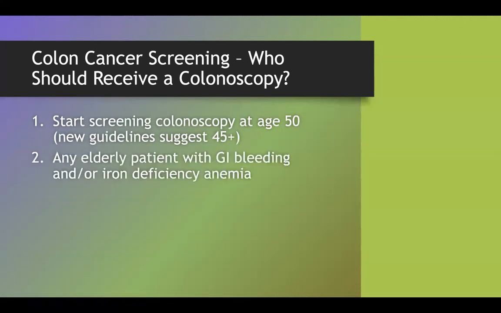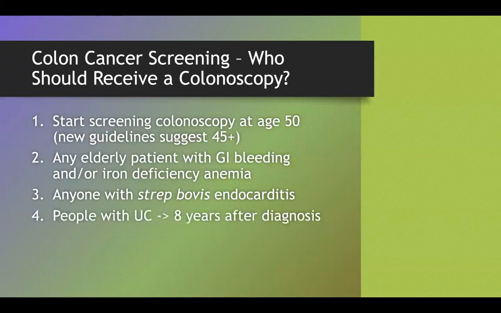Any patient who has GI bleeding or iron deficiency anemia should get a colonoscopy. Again, this really isn't a screen anymore. Now you're actually trying to make sure they don't have it. But anybody with iron deficiency anemia, they love to test that. If you see somebody with strep bovis endocarditis, don't forget that's an indication they may have colon cancer. We talked about this earlier, but basically you just need to know if somebody's had ulcerative colitis for several years, you need to screen them.